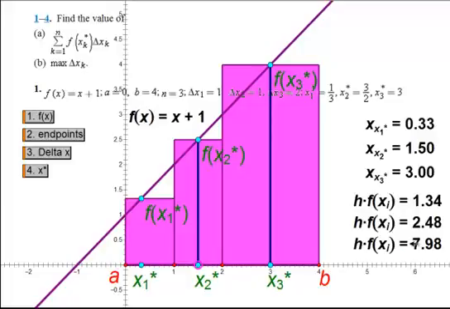And when you add all these together, you will get the area of the rectangles, the sum of the rectangles, which is somewhat of an approximation to the area under that line. So that's the goal for number 1. I hope this has helped clarify a little bit more what all of these symbols mean.